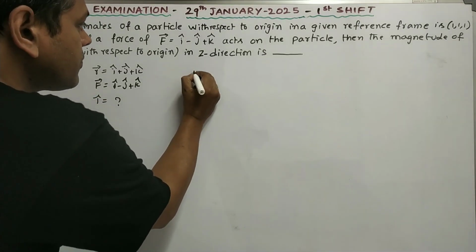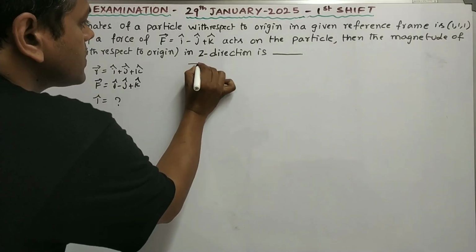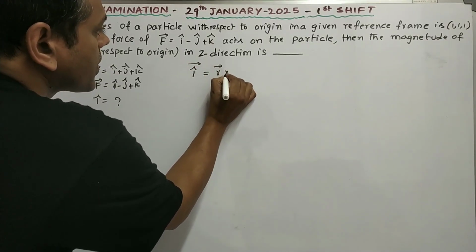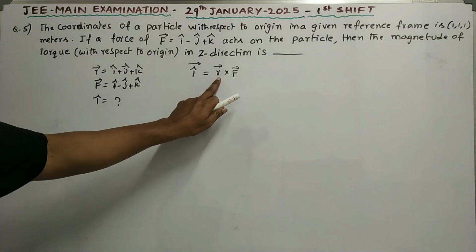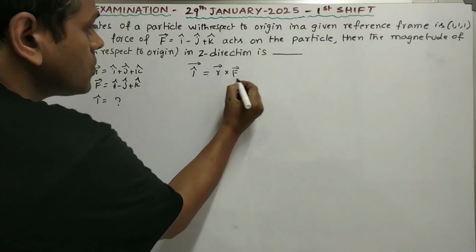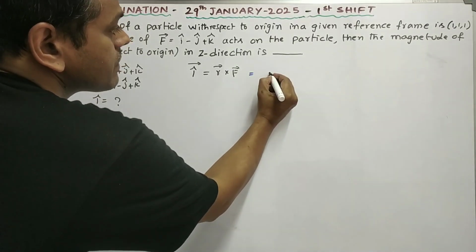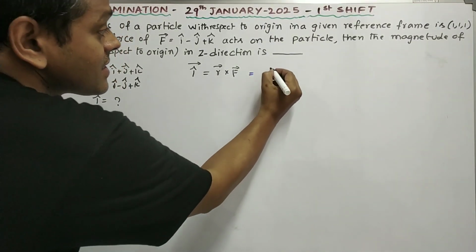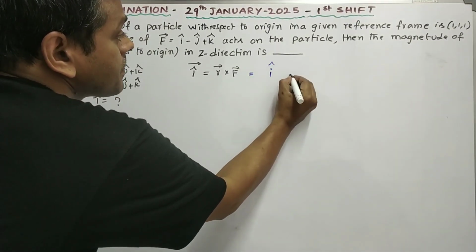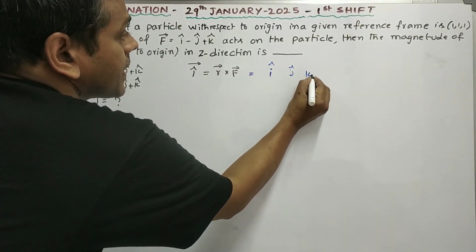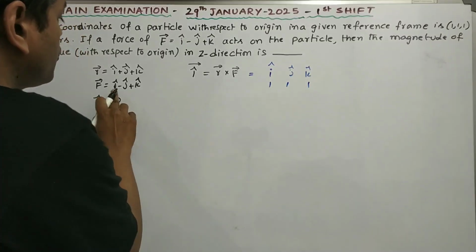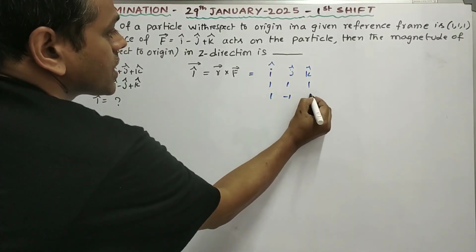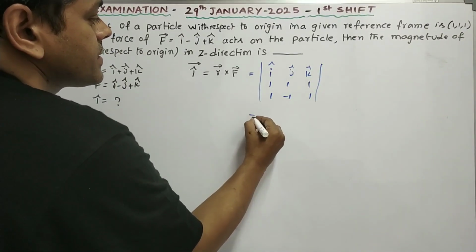You know the definition of torque: it is the vector product of the position vector and the force vector. So you know how to do this one. It is nothing but the determinant of a 3 by 3 matrix, isn't it? Which is equal to i cap, j cap, k cap; the position vector coordinates are 1, 1, 1; the force vector is 1, minus 1, 1. So find its determinant value.